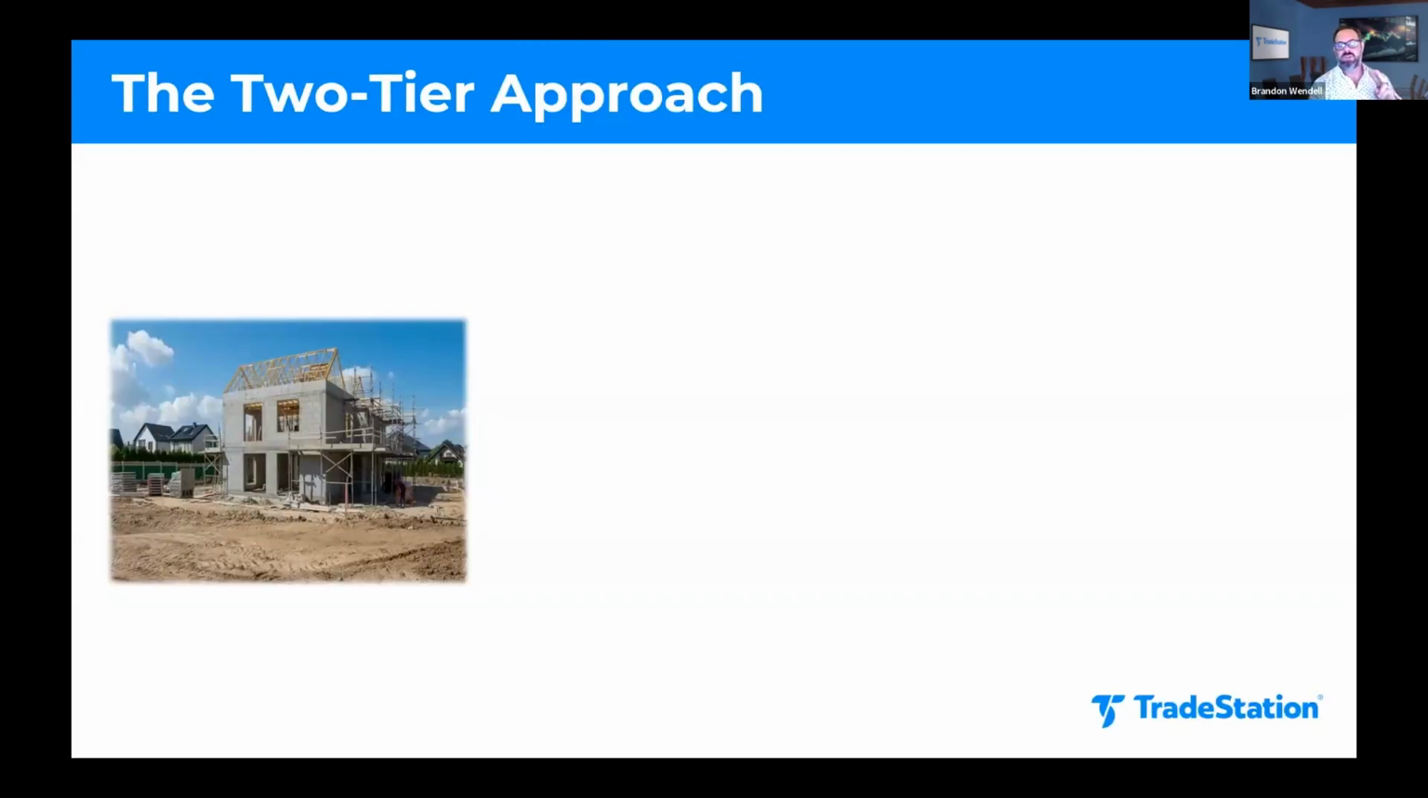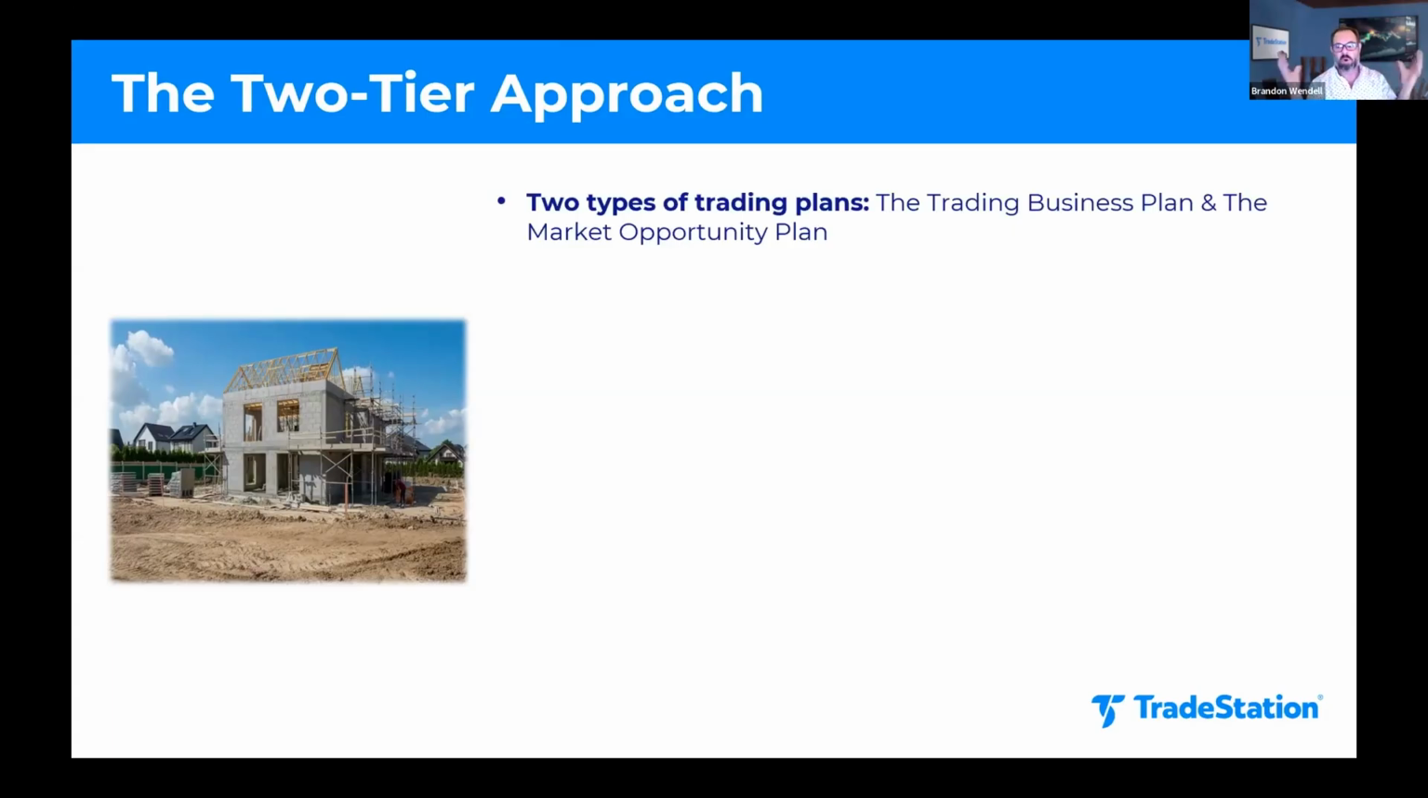So I mentioned it's a two-tier approach when it comes to trading plans. Basically, we have the trading business plan, which is overall how you are running your trading. And then there's the market opportunity plan. And again, I'm going to go over those two with you.